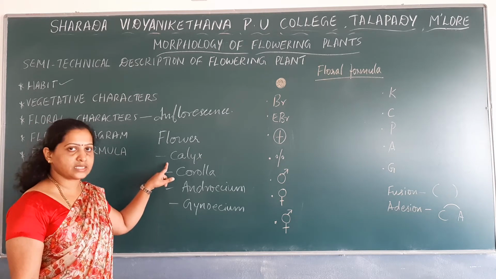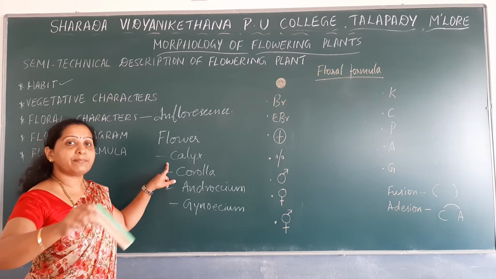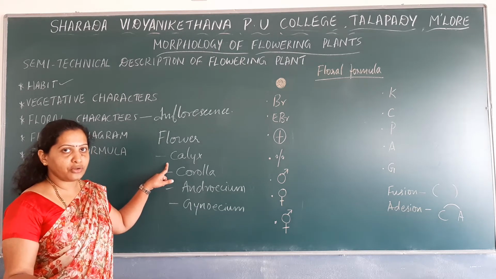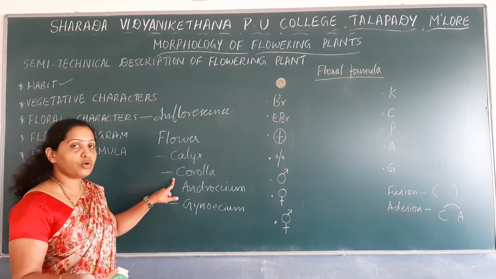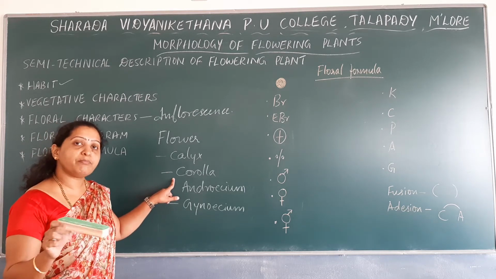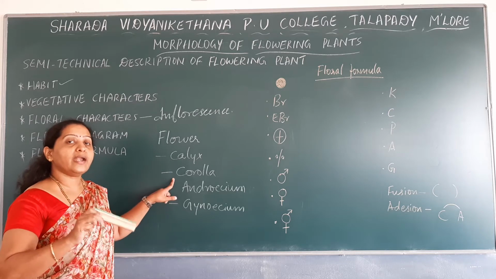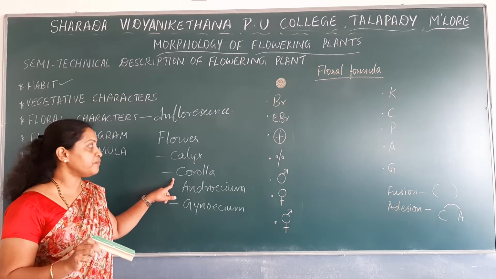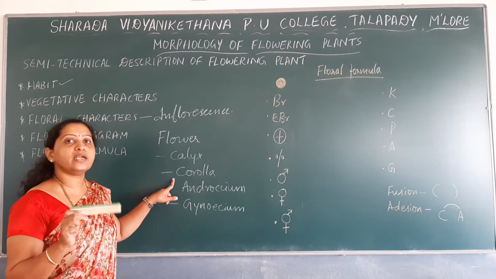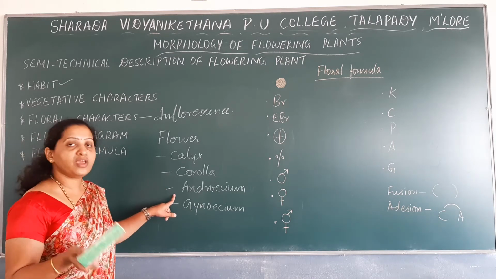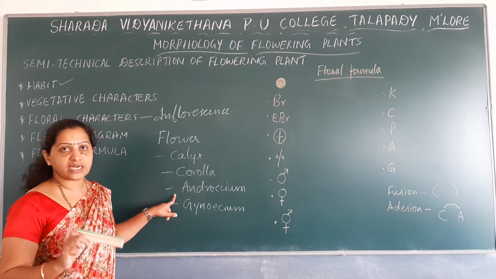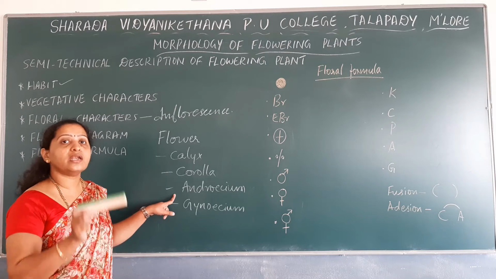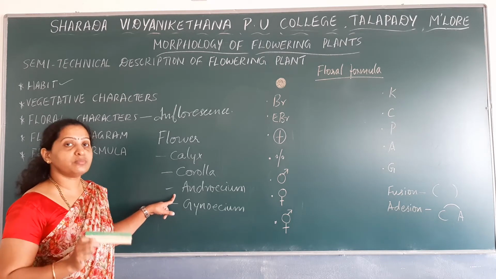How is the calyx? How many sepals are present, and whether all these sepals are united or they are free and distinct. Then the corolla: how many petals are present, and how is the aestivation of the petals? And whether they are united or free and distinct. In the same way for androecium, the number of stamens present, and whether the stamens are united, whether the filaments are united or the anthers are united, has to be described.